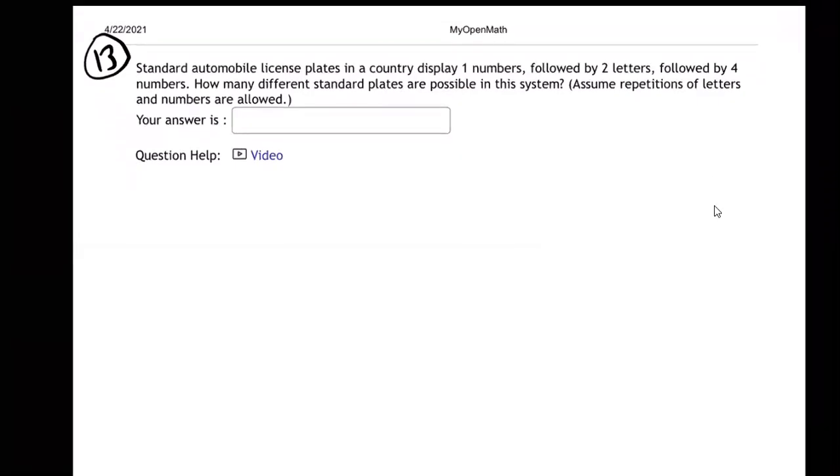Okay, so on this question: standardized automobile license plates in a country display one number, followed by two letters, followed by four numbers. How many different standard license plates are possible? Assume the repetitions are allowed. Okay. Well, basically, let me go to the notes with you real quick and show you where this is at in the notes.